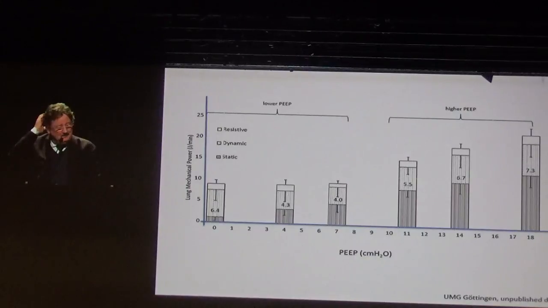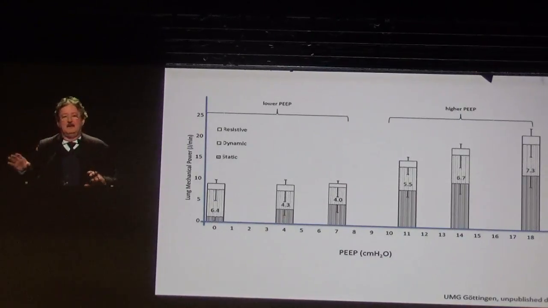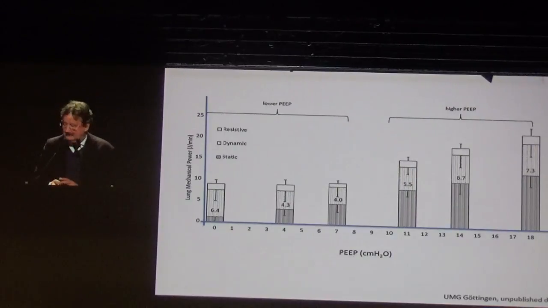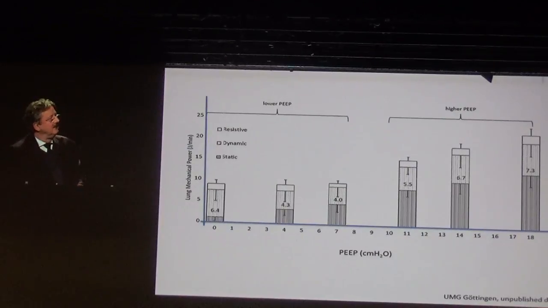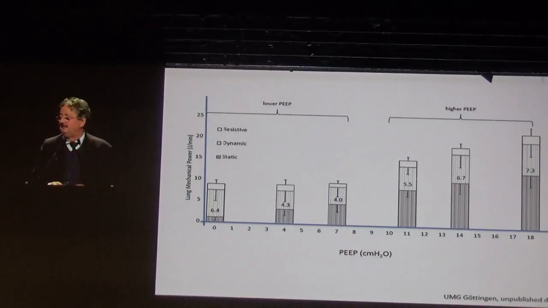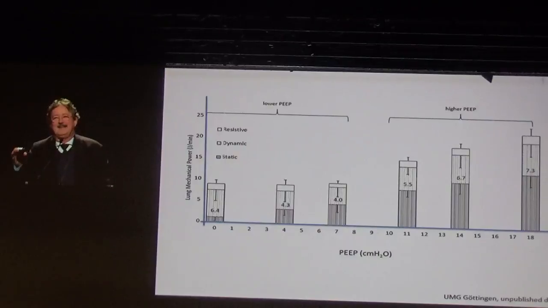We put the same mechanical power in the animals by keeping all the respiratory settings constant, but increasing the positive end-expiratory PEEP level, as you can see, from 0 to 4 to 7 to 12 or 11.5 and to 18. And as you can see, the static part is consistently increasing the amount of joules that you are applying to the lungs while increasing the static part of the pressure.